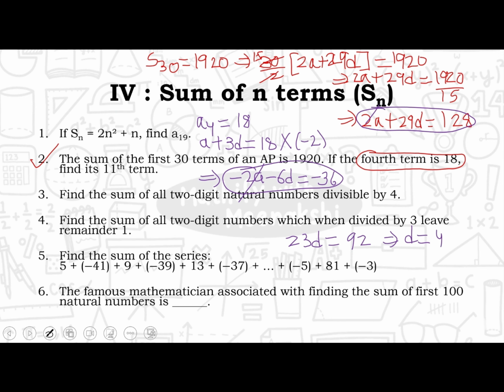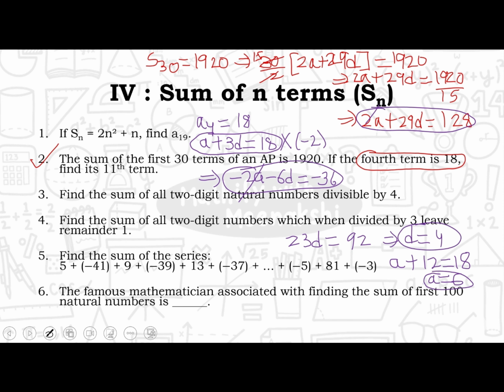Now you have to find a. Just put the value here, that a plus 3d is 18. So that means a plus 3d means 12. A plus 12 is 18. So your a is 6 here. Now we know our A and D. D is 4, A is 6.